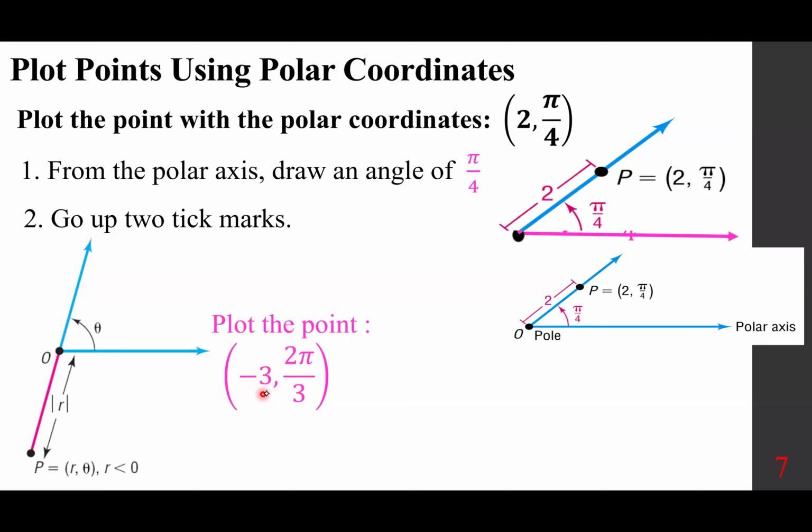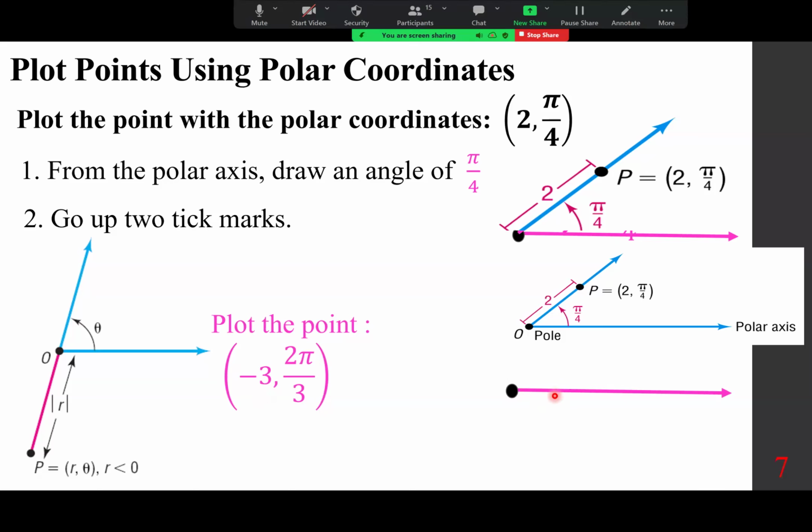So what happens? Here's your polar axis. Here's your pole. Here's 2 pi over 3. Okay. Let's say it was positive 3. You would say 1, 2, 3, and that would be the point. Because it's negative, you go in a negative direction. You go in an opposite direction, and you go with how many? 3 tick marks. So you go down. So this would be minus 3, 2 pi over 3.